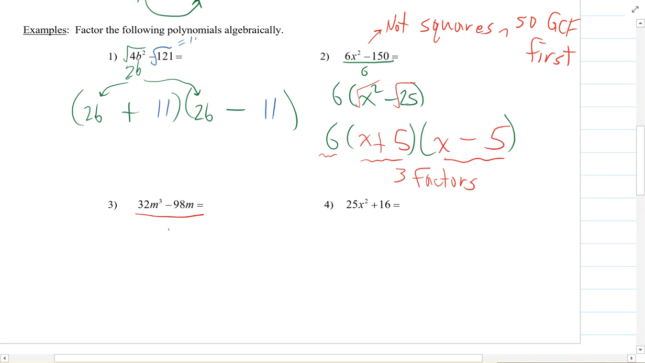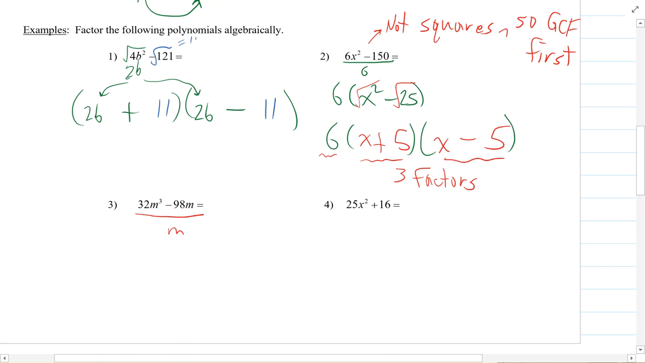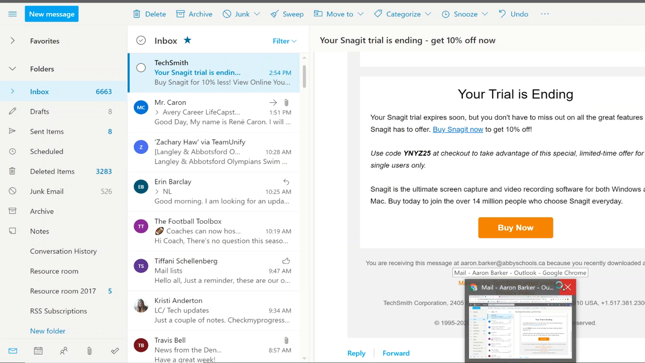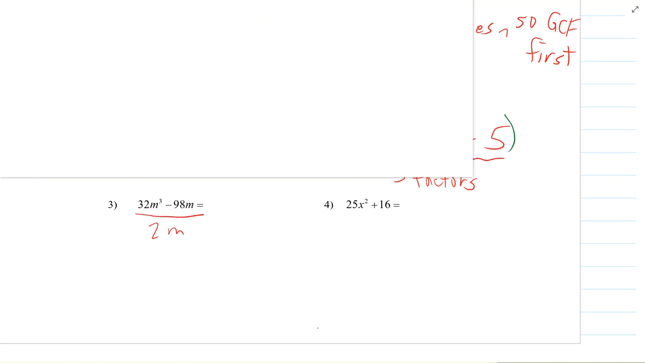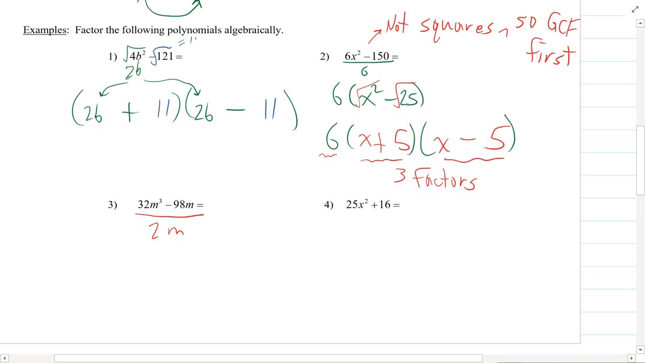Now looking at the letter, we can definitely take out the letter m. 32 and 98, I'd say I want to try 4. Nope, I'd say maybe 2. So if I take out a 2m, well, what's going on here? If I divide by a 2m, I would get 2m up front, 16m squared.